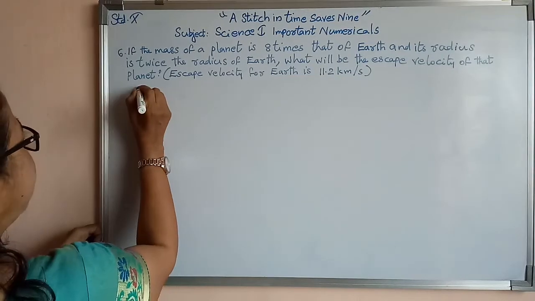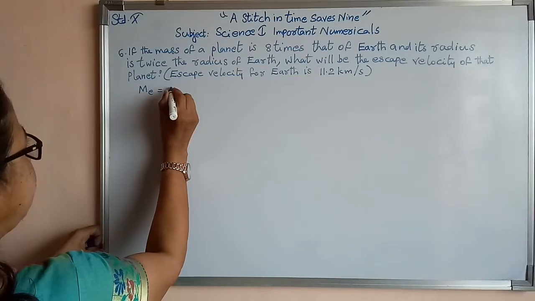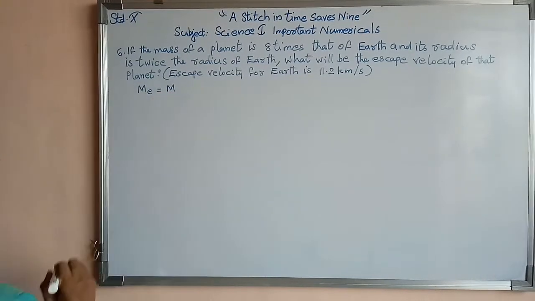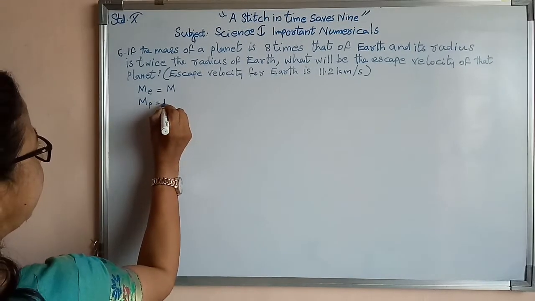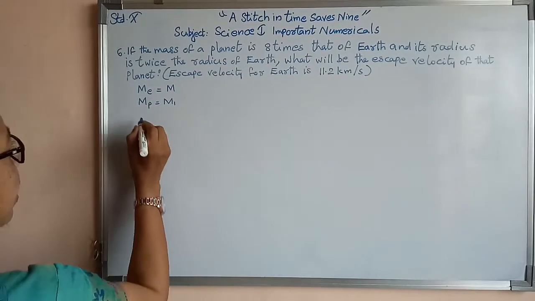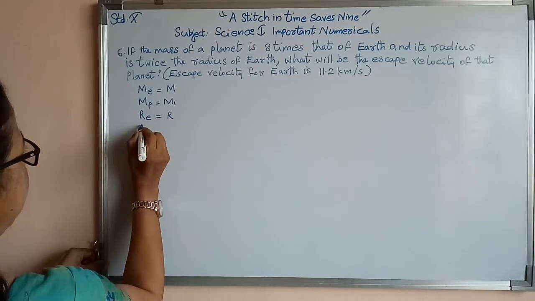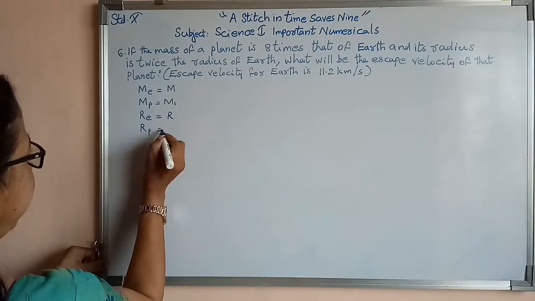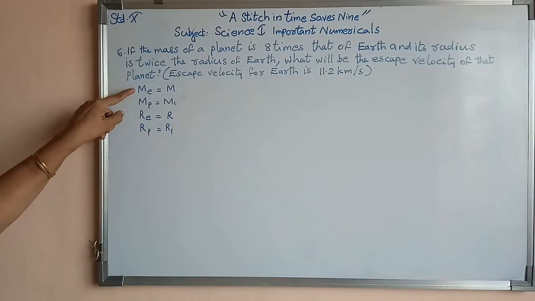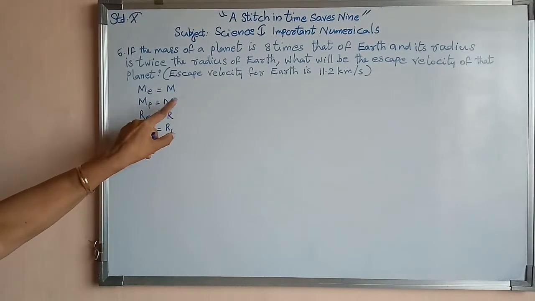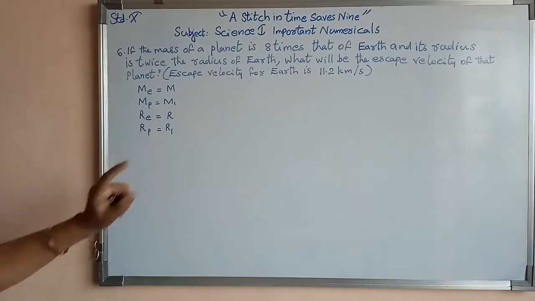Here, mass of the Earth, I am writing as M. Mass of the planet, I am writing as M1. Radius of Earth, I am writing as R. Radius of planet, I am writing as R1. So here mass of the Earth is M, mass of the planet is M1. Radius of the Earth is R, radius of the planet is R1.